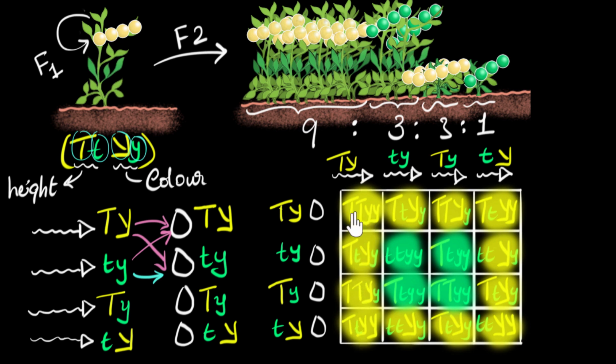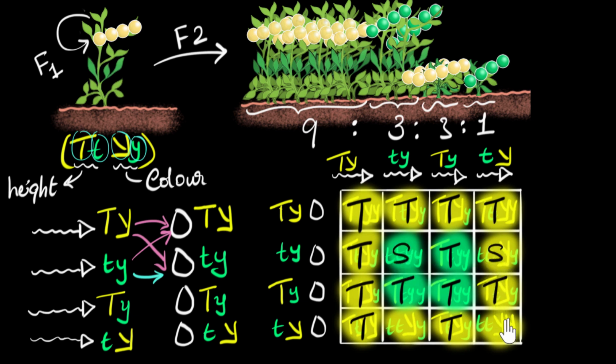All right, now let's see which is tall and short. Again, if there's a capital T, it's going to be definitely tall. At least one capital T means tall. So T, this is tall, tall, tall, tall, tall, tall, tall, tall, tall, tall. I think rest all are short. So rest all would be short, short, short, short.